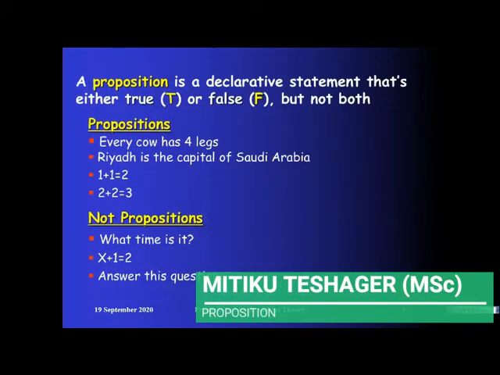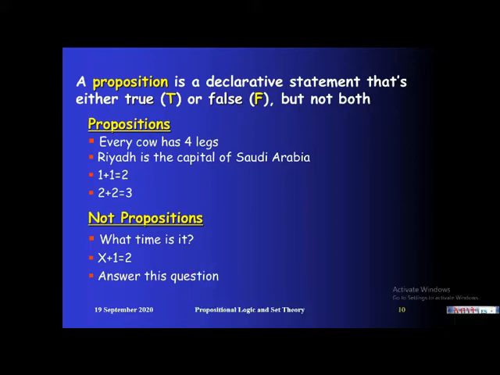First, let us define what a proposition or statement is. It is a declarative statement that is either true or false, but not both at a time. For example, every cow has 4 legs. Riyadh is the capital city of Saudi Arabia. 1 plus 1 is equal to 2. 2 plus 2 is equal to 3. These are some sentences which are statements.